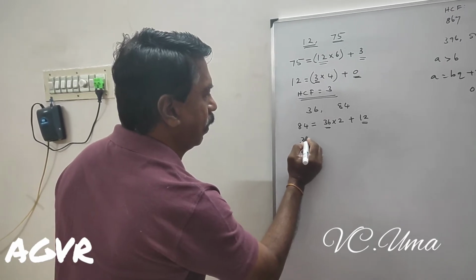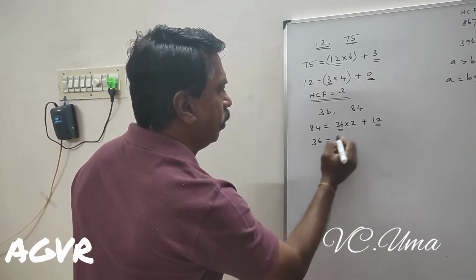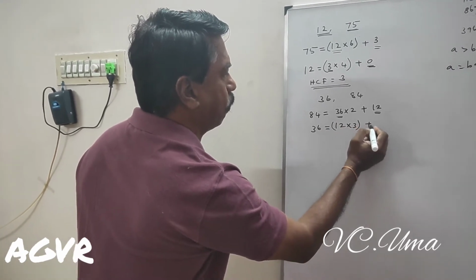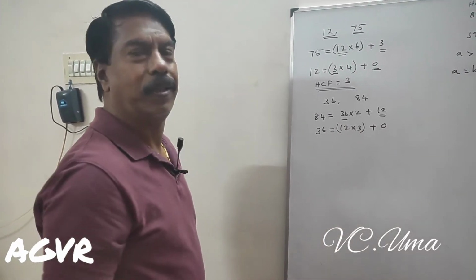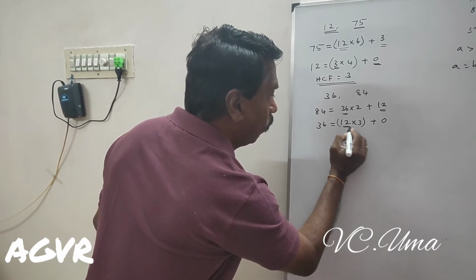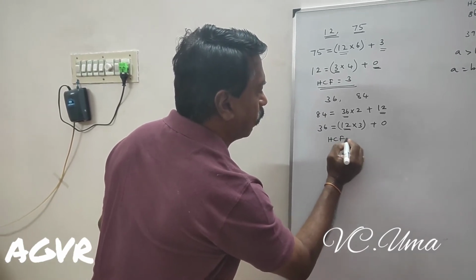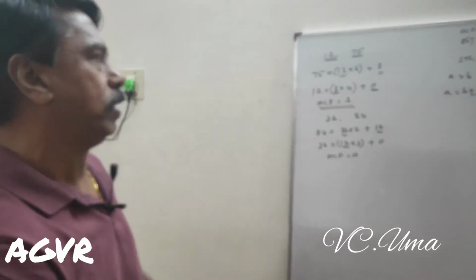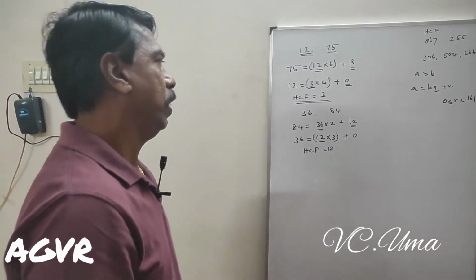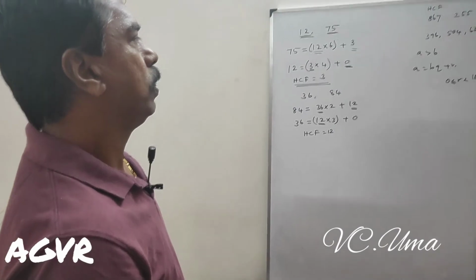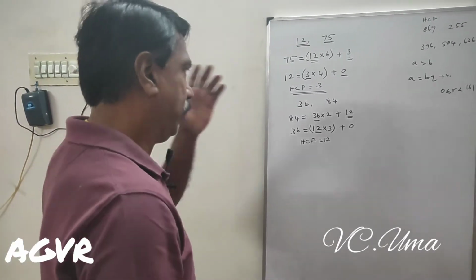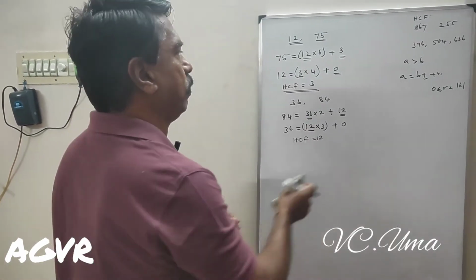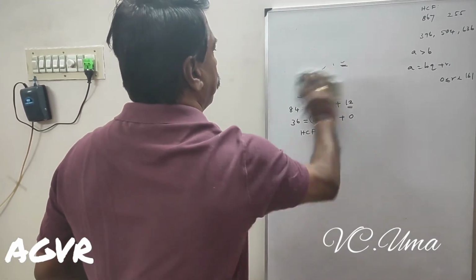Now, 36 can be written as 12 into 3. 12 threes are 36, plus 0. Therefore, this 12 is the HCF. So this is a very simple method using the division lemma, the Euclid lemma, to find the HCF. These are the two examples I am giving on my own, and I have taken two questions from the textbook as well.